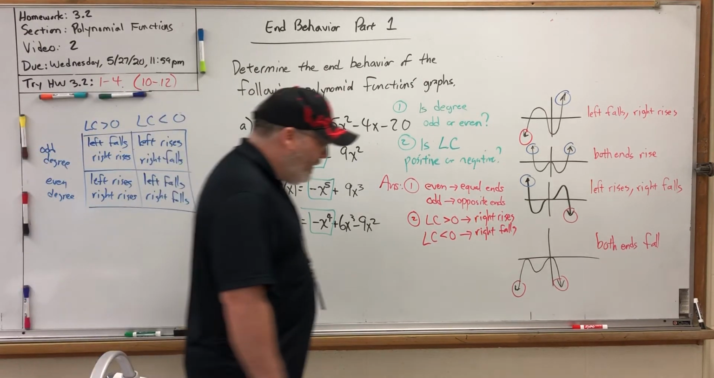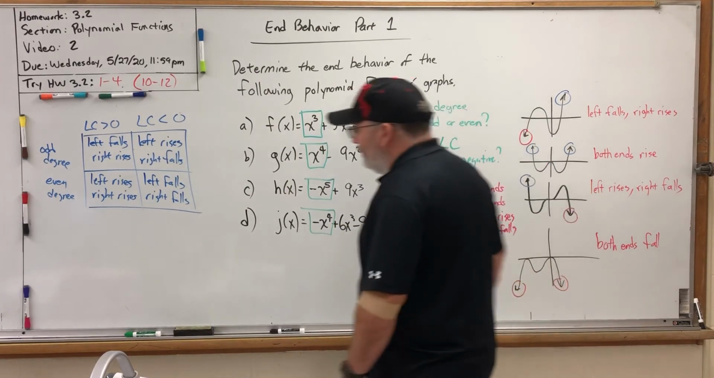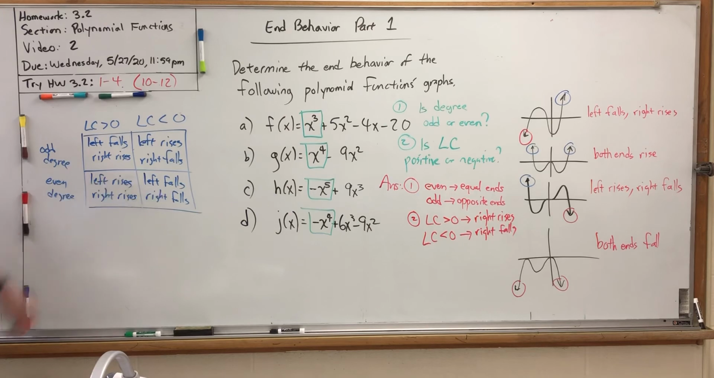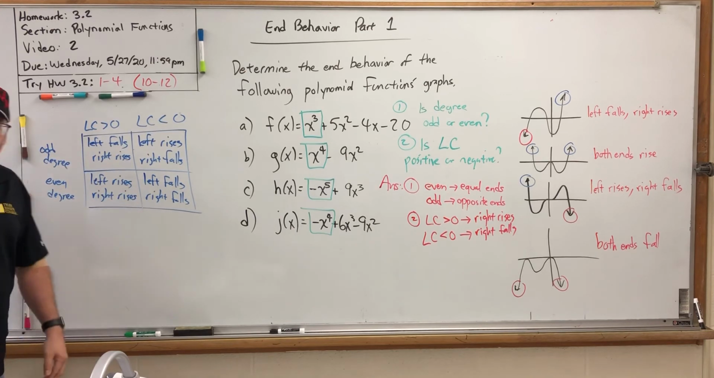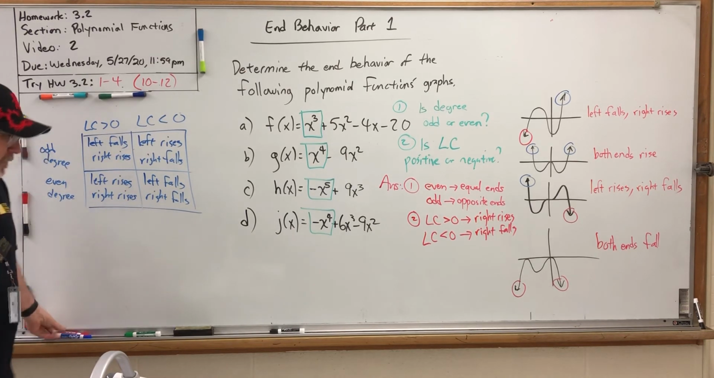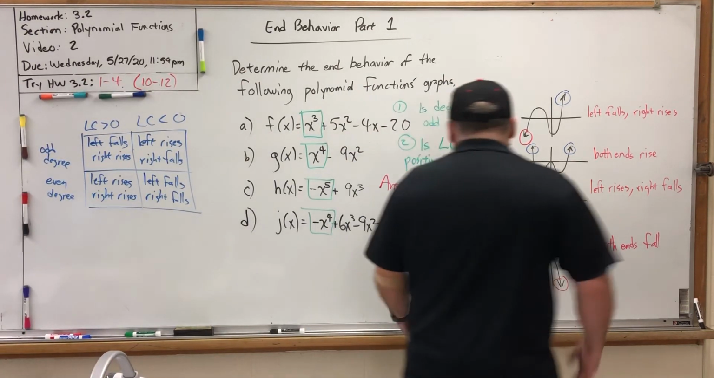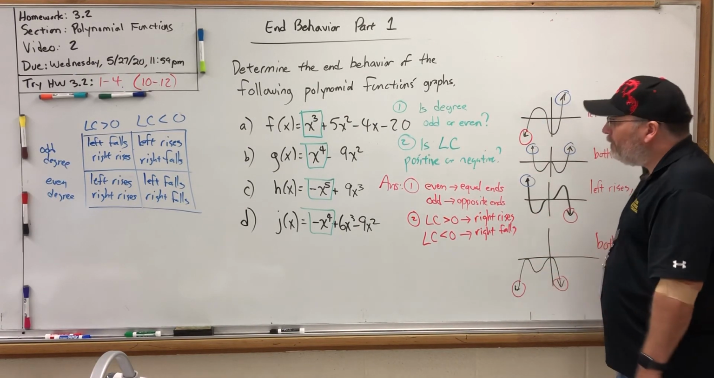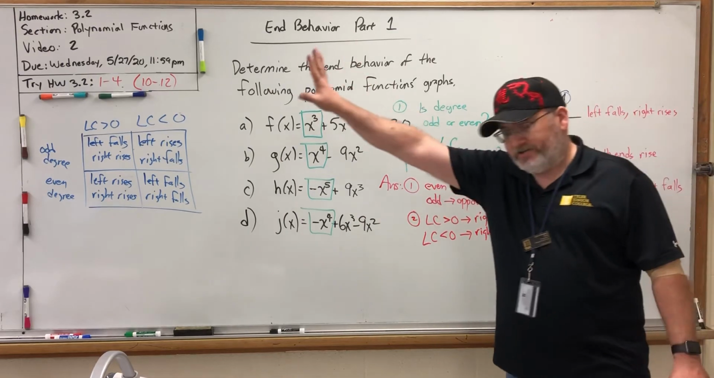Unless you start digging for patterns, and it doesn't take long to find them. Look, when it's odd, these are opposite, and when it's even, they're equal. When the leading coefficient is positive, the right rises, and when the leading coefficient is negative, the right falls. So I prefer, personally, asking these two questions and knowing what the answers say, as opposed to just memorizing that table.